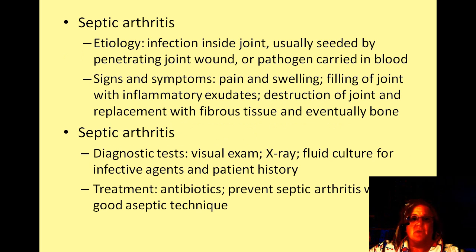Okay, septic arthritis. I bet you never knew there were so many different kinds of arthritis. This is when you have an infection inside your joint. Sometimes you have a penetrating joint wound. So what does penetrating joint wound mean? Okay, think about it. Or a pathogen that's carried in your blood. You're going to get pain, you're going to get swelling, you're going to maybe have pus.